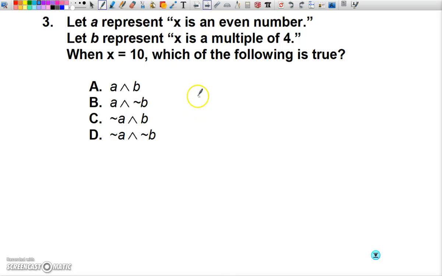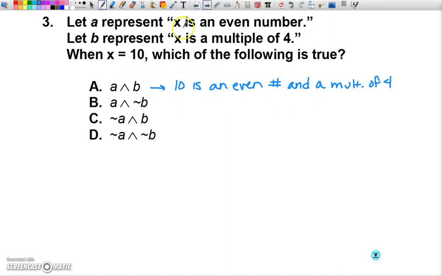All right, now number 3. A represents X is an even number, and B is X is a multiple of 4. So when X is 10, which of the following is true? A and B. So what this statement is really saying is 10 is an even number and a multiple of 4.